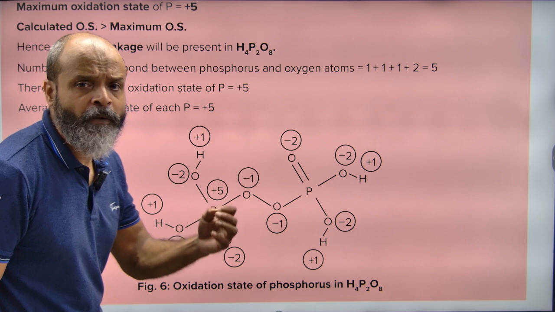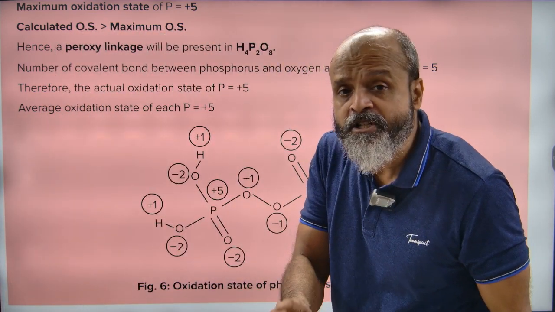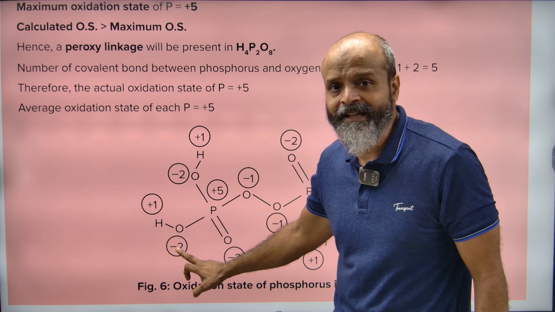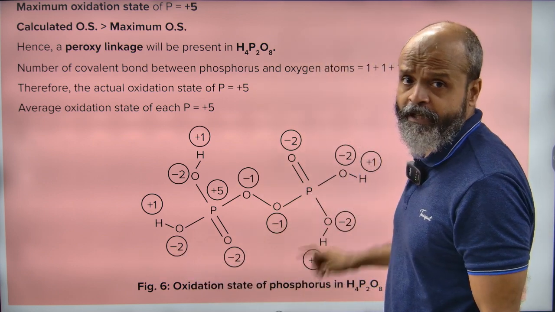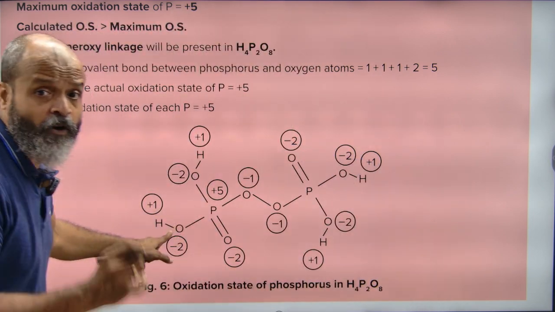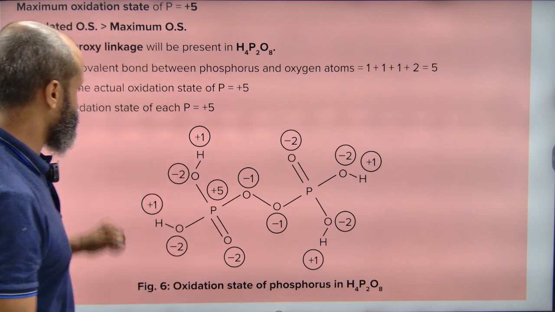Because of a single covalent bond between oxygen and phosphorus, phosphorus gets an oxidation state increment of +1. It was already there with +2 and then again +1. So both the phosphoruses have now acquired an oxidation state of +3. How much is the scope now? +2. So let's look at it.